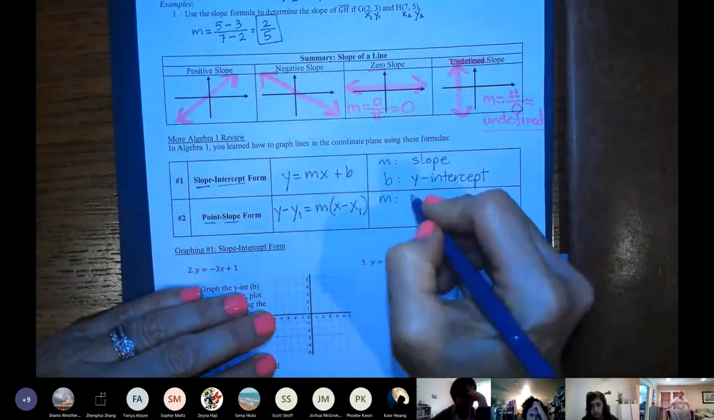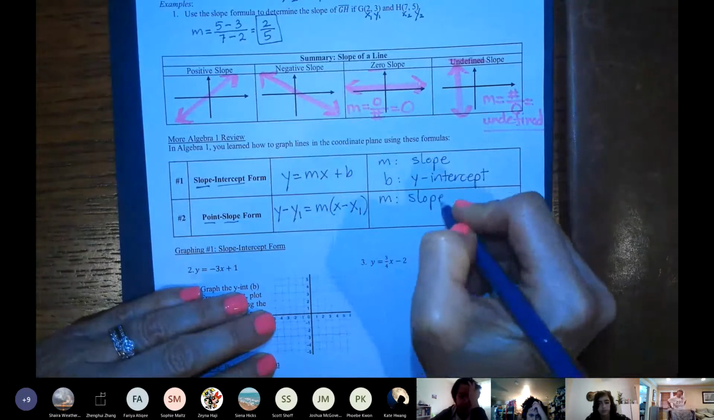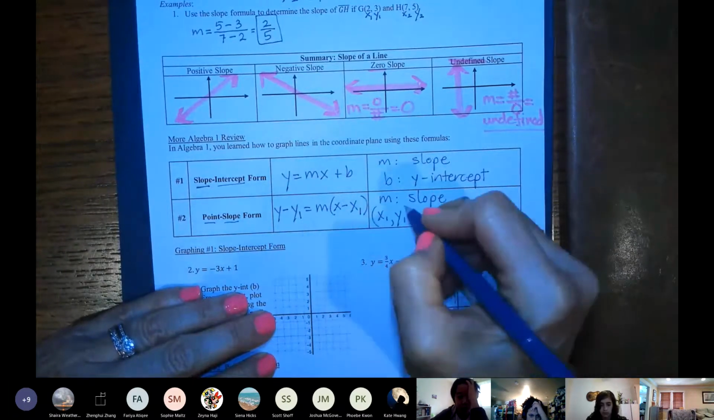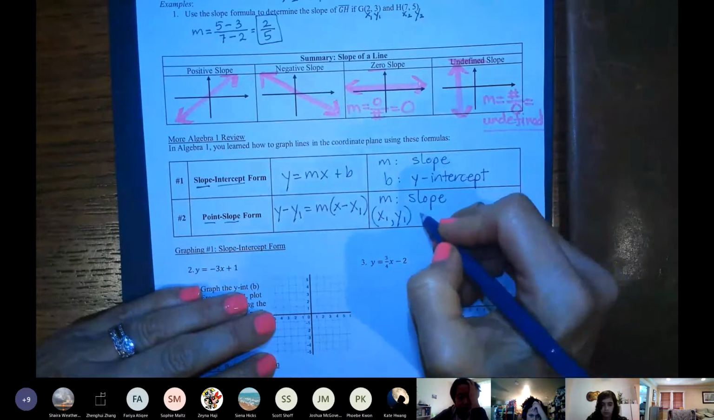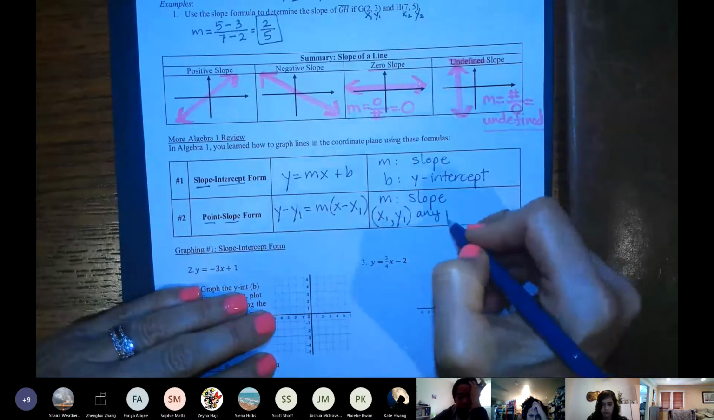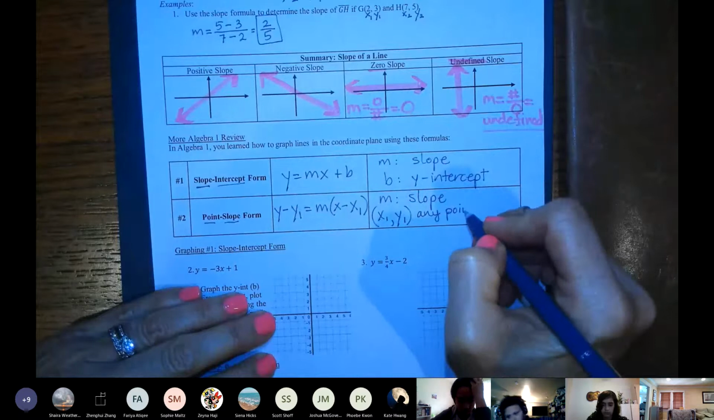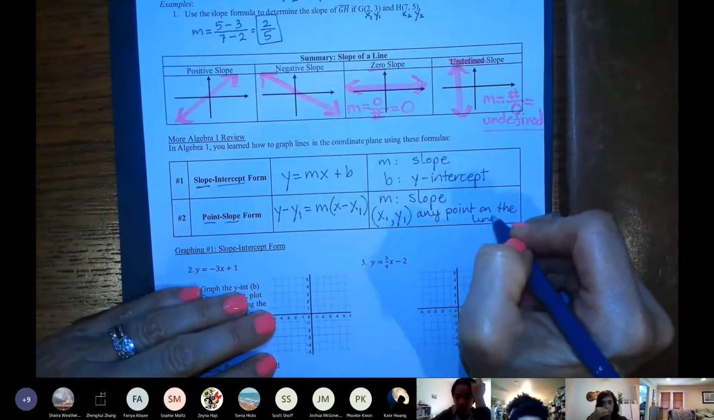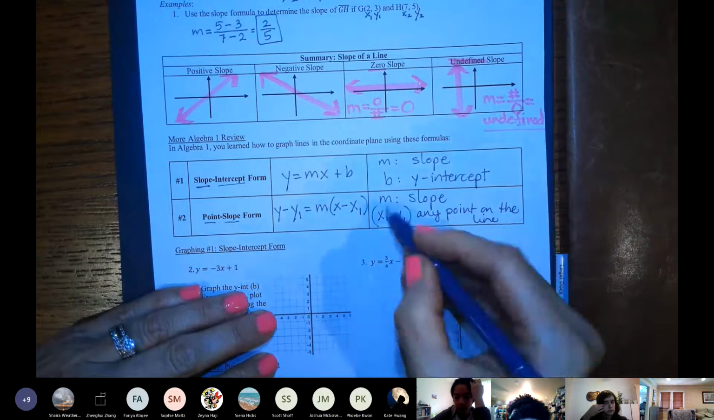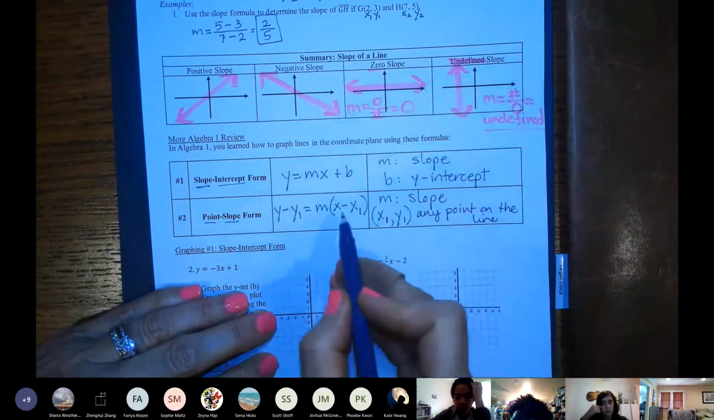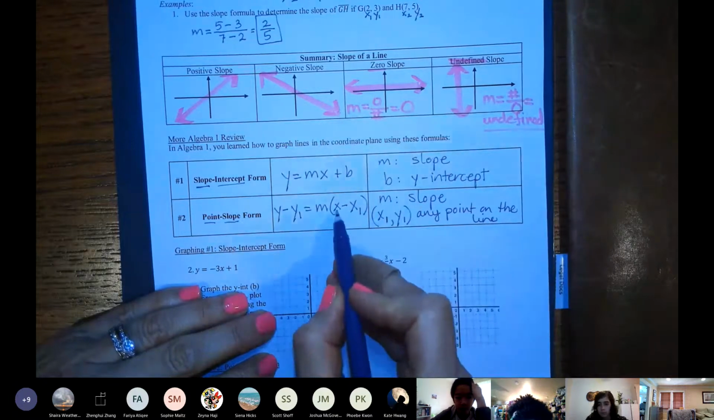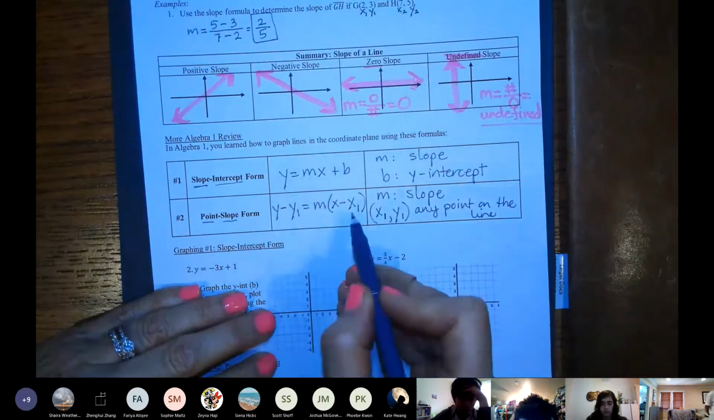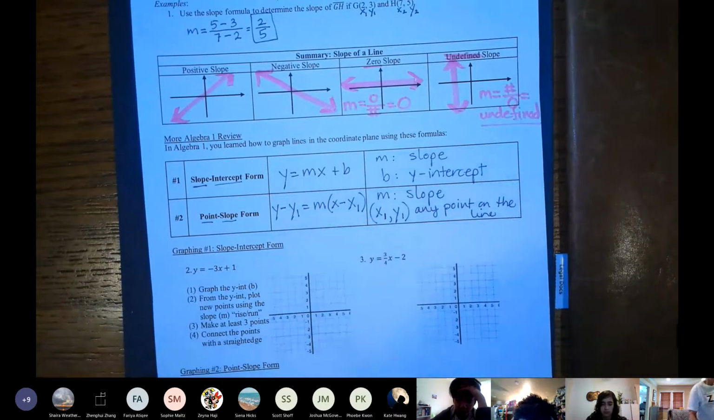So our m is the same. We're still talking about the slope of the line, but your x sub 1, y sub 1 just means a point on the line, and it can be any point. So again, those don't mean an operation, it just means that particular point. So again, this is the x-axis, and this is the y-axis. You don't put numbers in for that. You only put numbers in for this specific one.